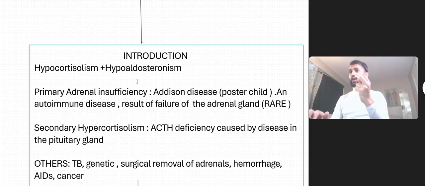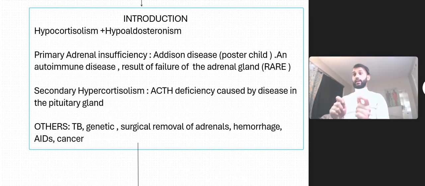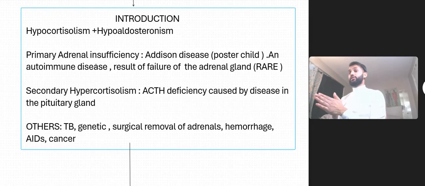Again, it could be because of two causes. You can have primary or secondary. When we say primary adrenal insufficiency, anytime we use the word primary, the problem is in the gland itself. In this case, the adrenal gland is the culprit, and you can have a disease such as Addison's. We also call Addison's disease a poster child. It's totally an autoimmune condition, which is the result of adrenal gland failure. Is it rare? Yes, I will say it's rare, though not extremely rare. When we say secondary hypocortisolism, you have a deficiency of adrenocorticotropic hormone, which is caused by disease in the pituitary gland.